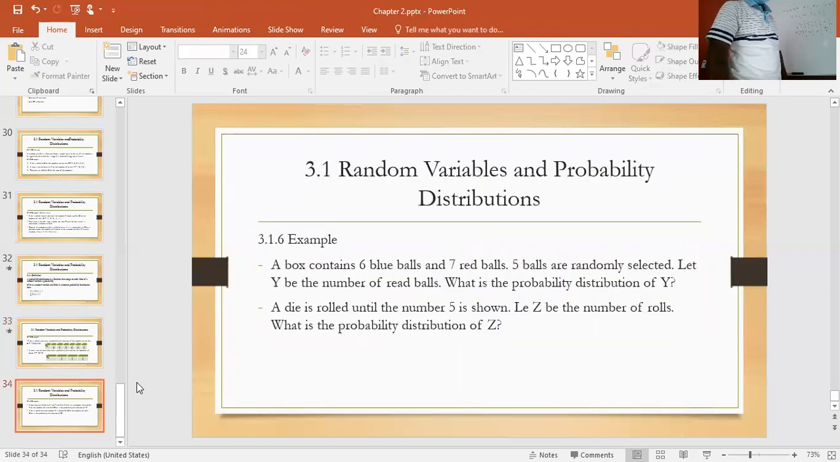Sometimes you may be given a distribution, and you are asked to determine if it is a probability distribution or not as a function. Sometimes a distribution could be given as a function. And you might want to know, is it a probability distribution? Let's look at this other example.